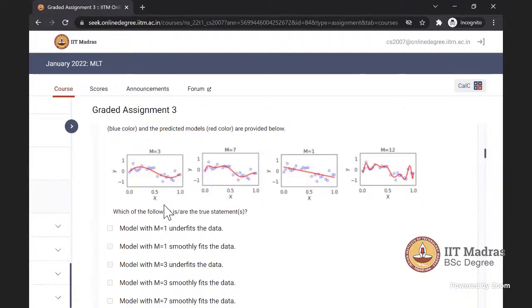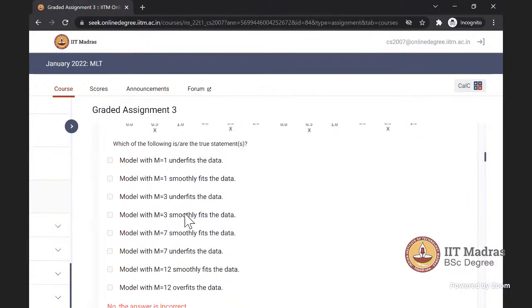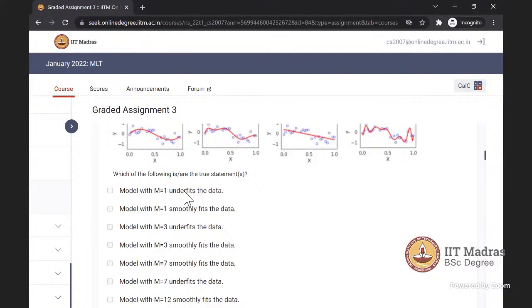Which of the following are true statements? A model with m equal to 1 underfits the data. The blue points are data points, and the red line is our model. So this one has to be true. I cannot select it anymore. So m equal to 1 definitely underfits the data. That m equal to 1 smoothly fits the data is definitely not true.